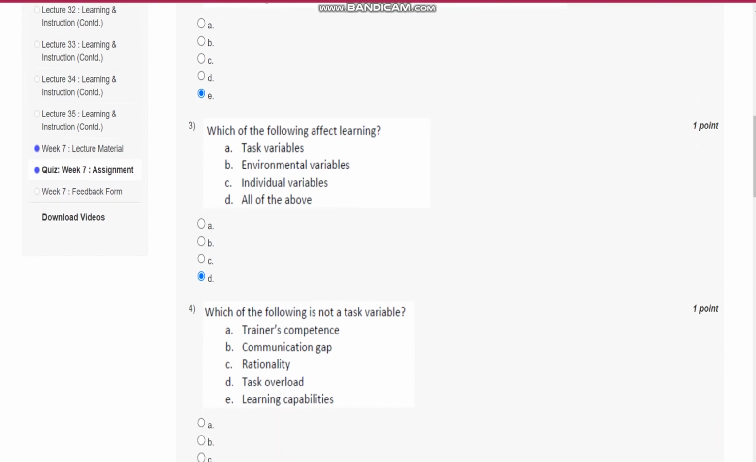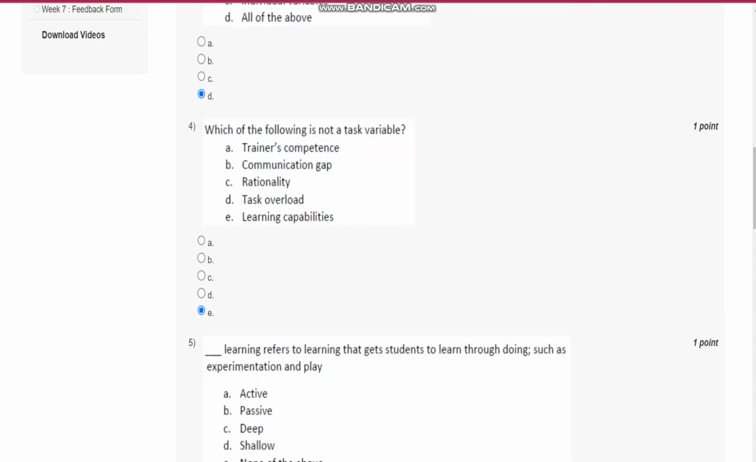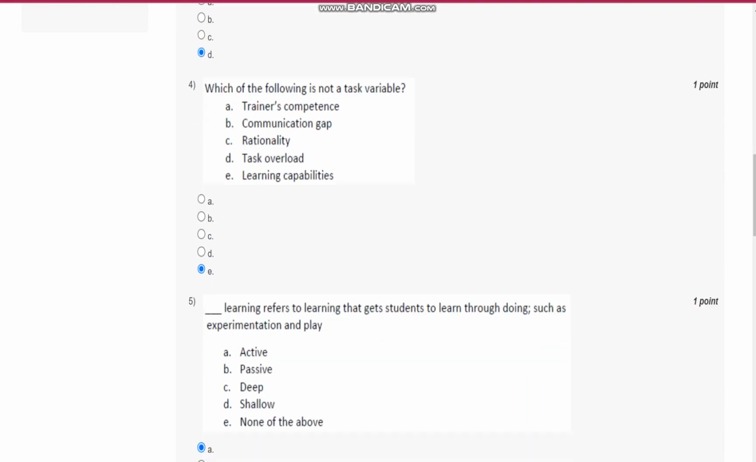Then question number 3 is, which of the following affect learning? All, that is task variables, environmental variables and individual variables. Question number 4 is, which of the following is not a task variable? D, that is learning capabilities.